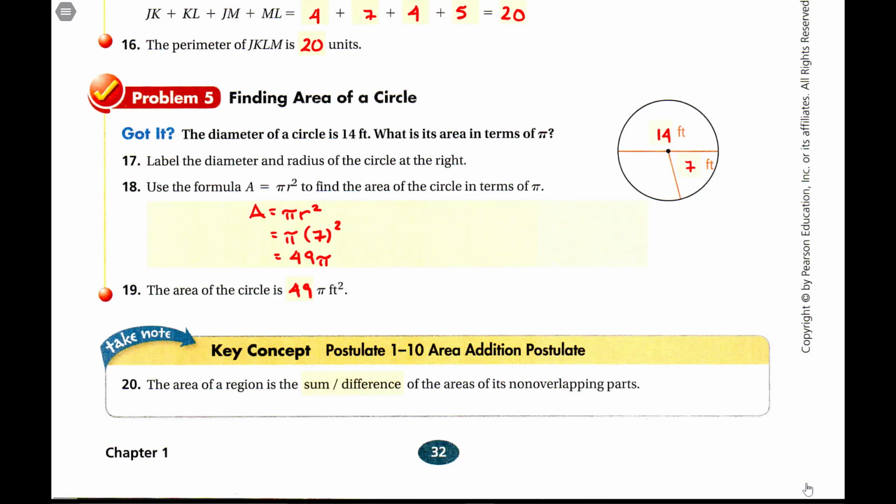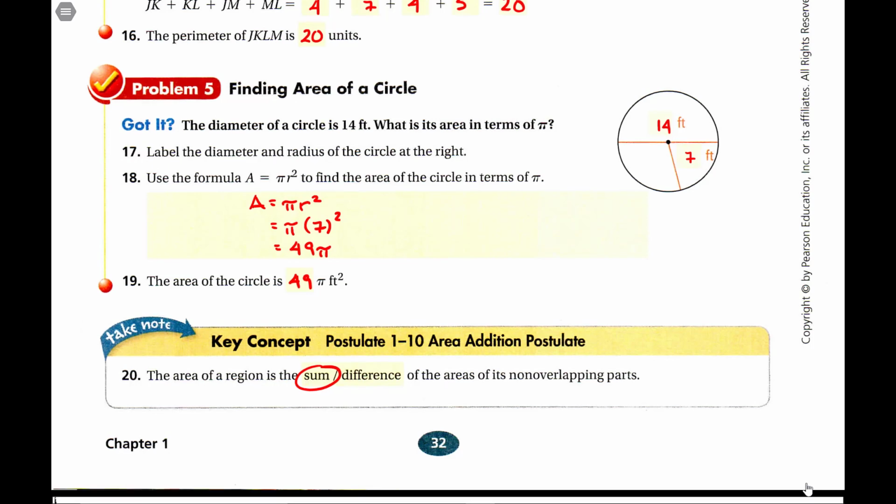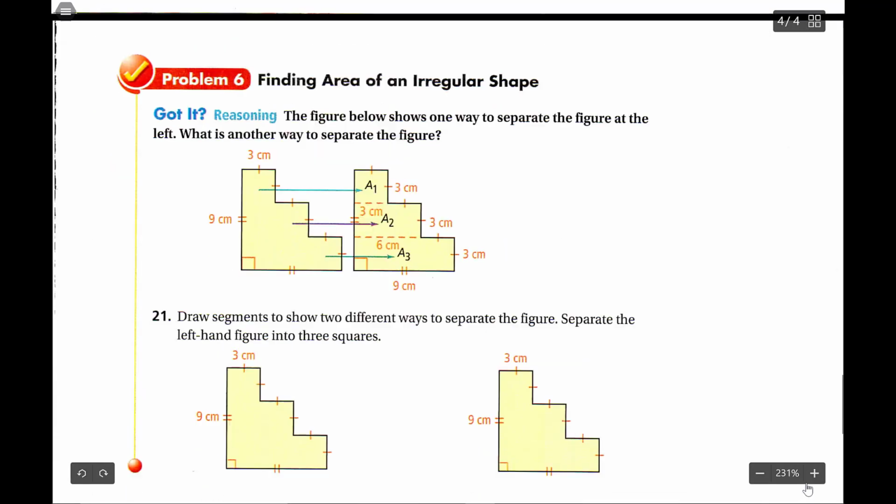For this next postulate that we're going to look at, it's the area addition postulate. The area of a region is either the sum or the difference of the areas of its non-overlapping parts. And that would be the sum of the areas of its non-overlapping parts. And we're going to see that here in our next example. And that should make a little bit more sense.